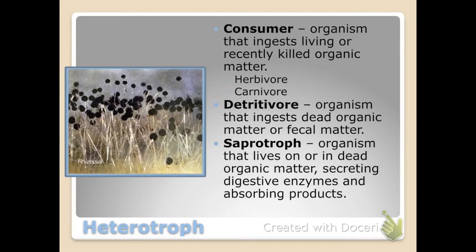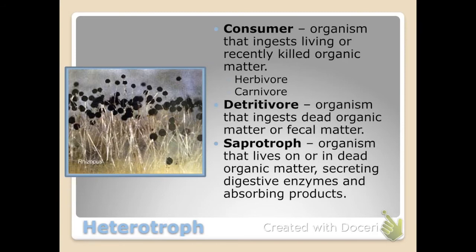In addition to these, we've got some interesting modes of nutrition that we don't often think about, and one is called a detritivore. This is a type of decomposer, and it's an organism that ingests dead organic matter or fecal matter, and the job of a detritivore is to play a part in the decomposition cycle and to help to return nutrients to the soil that have been locked up in that organism.